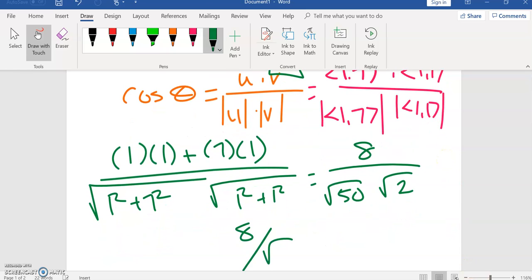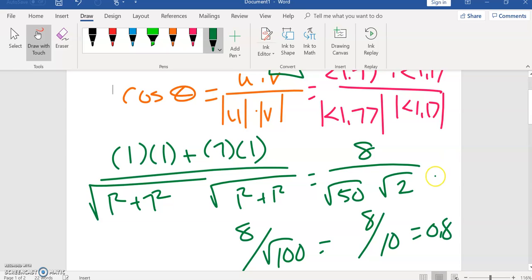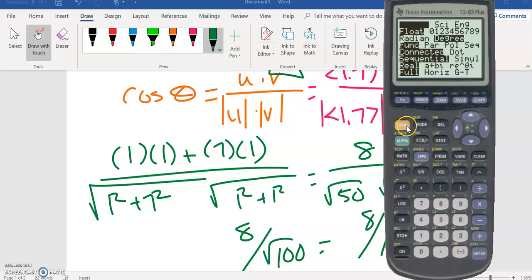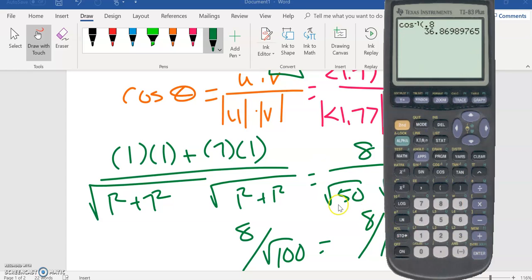So this is 8 over the square root of 100, because I can collapse those by radical rules. So 8 over 10, or 0.8. And then at this point, we're simply going to plug this into our calculator to find theta. So I'm going to do the inverse cosine of 0.8. Make sure you're in degrees. And I'm going to get 36.9 degrees. So this angle is about 37 degrees. If I was asked if this was orthogonal, it would be no, because it's not 90 degrees.